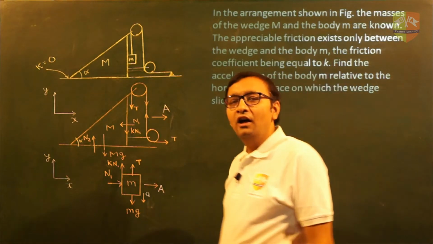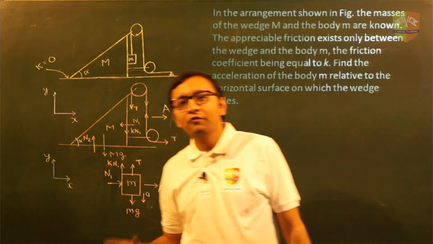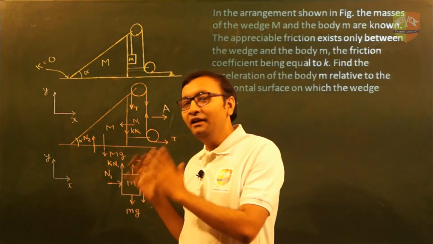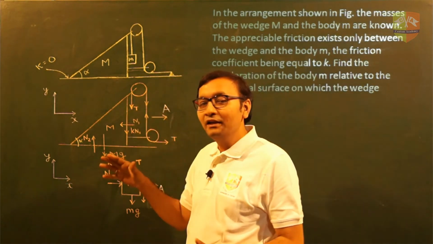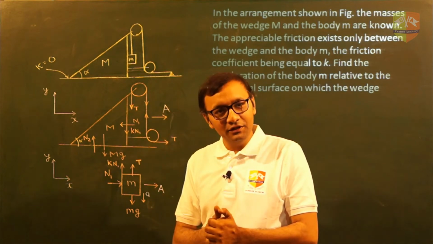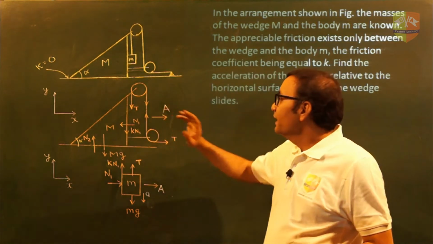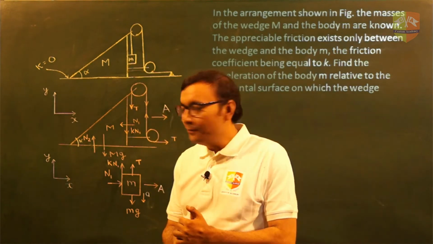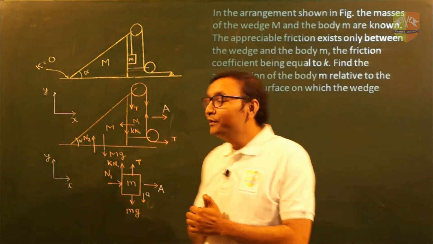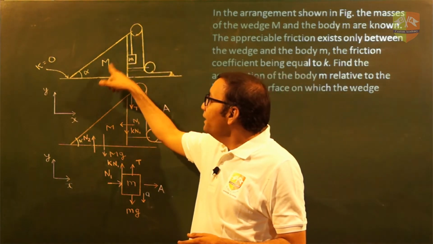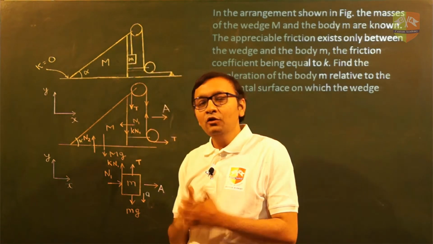We have taken a new question. In this question, we will try to apply the basics and learn how we can apply it and solve a question like this. Okay, so the question goes like this: there is a wedge of capital mass M and there is a small mass m which is connected through the pulley and their motions are constrained.